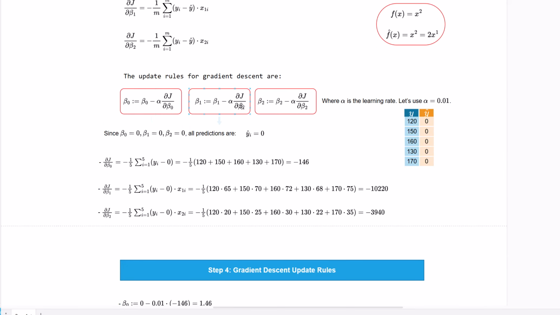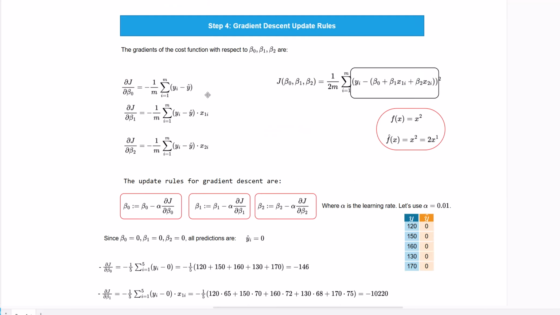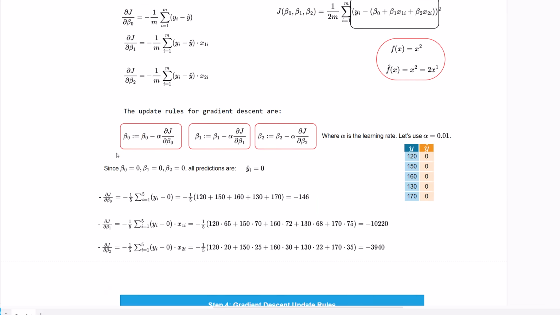Now it's almost the same for beta. I mean, this is the update, and it's the same for all parameters. Since in the beginning beta 0, beta 1, and beta 2 values are zero, y hat will be zero, right? Now we need to update the values with respect to these equations.